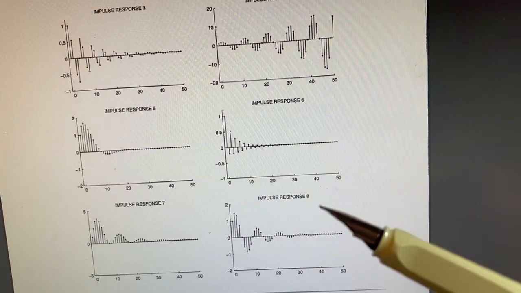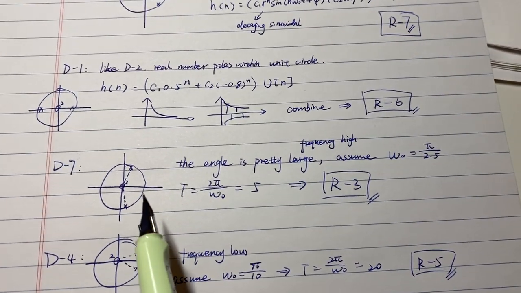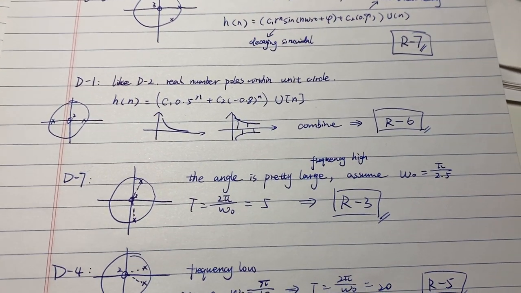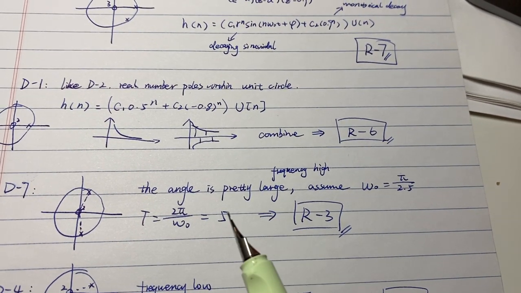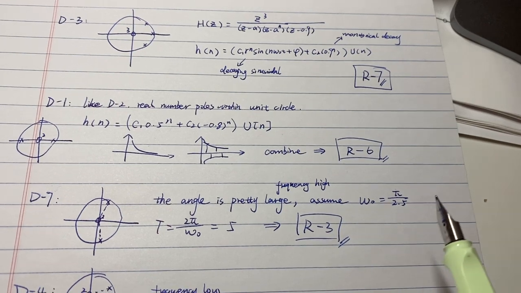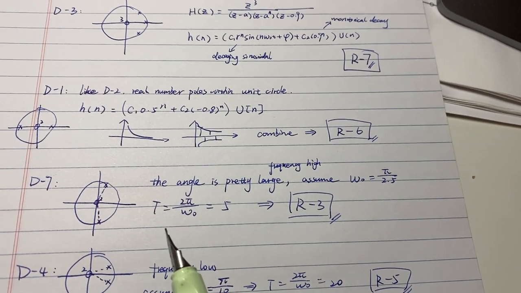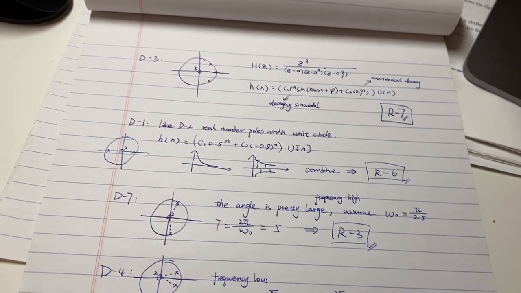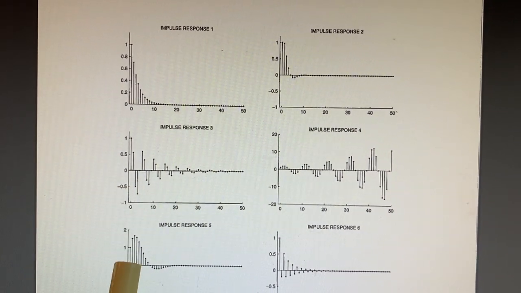It looks like this. We have positive and negative values, decaying, and the positive should be larger than the negative one. For diagram 7, we can see these 2 poles have a really large angle, which is also smaller than 90 degrees. So the angle is large, the frequency is high, and we assume w0 is pi over 2.5, because pi over 2 is 90 degrees. Then we can get T equals 5. According to the response diagrams, only diagram R3 has a period of 5, so we choose R3.